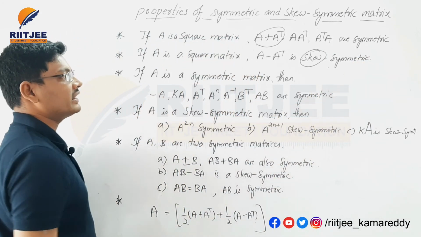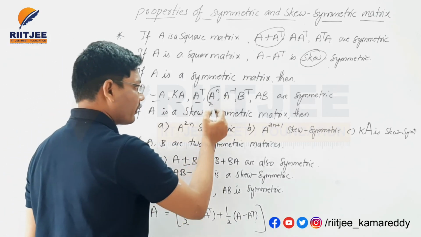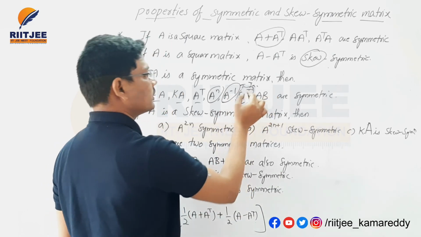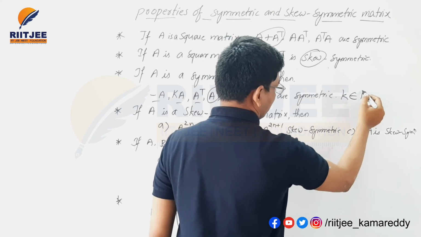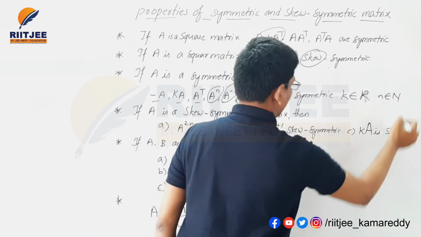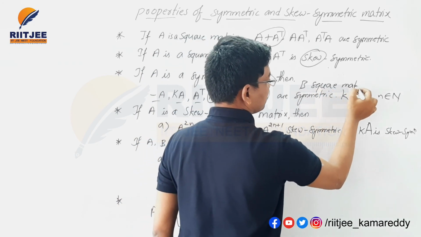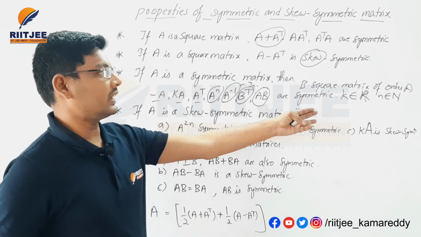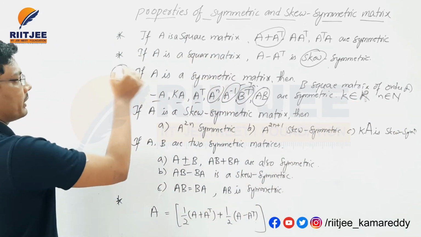And the next one: if A is a symmetric matrix, then minus A, K into A, A transpose, A to the power of n, and A to the power of minus 1, the inverse, and B transpose A B are symmetric, where K belongs to real numbers R, n belongs to natural numbers, and B is a square matrix of order A. This is all about property number 3.